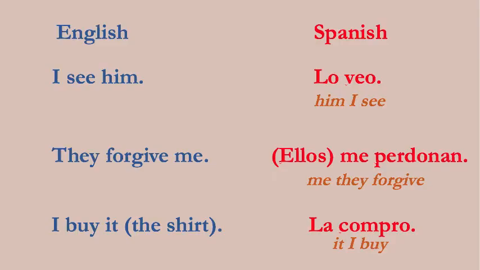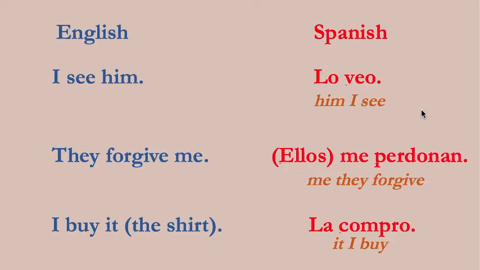So just look at a comparison between English and Spanish. In English, we'll have I see him with the pronoun following the conjugated verb. But in Spanish, it's lo veo, yo lo veo, or what kind of translates to him I see. It's sort of backwards in our minds, but to them, the English method is backwards. Or for example, they forgive me. Ellos me perdonan, or rather, kind of me, they forgive.